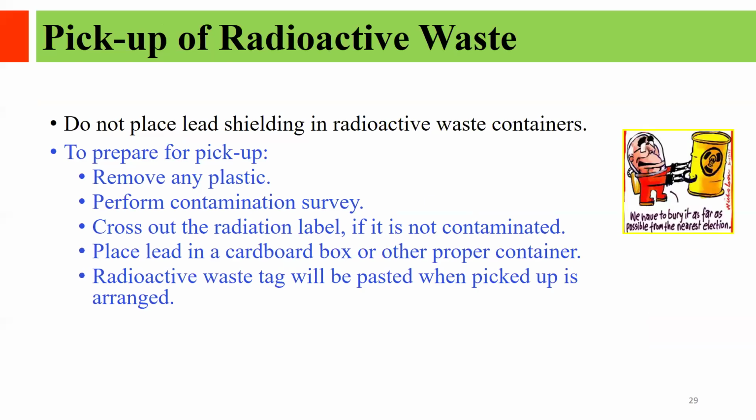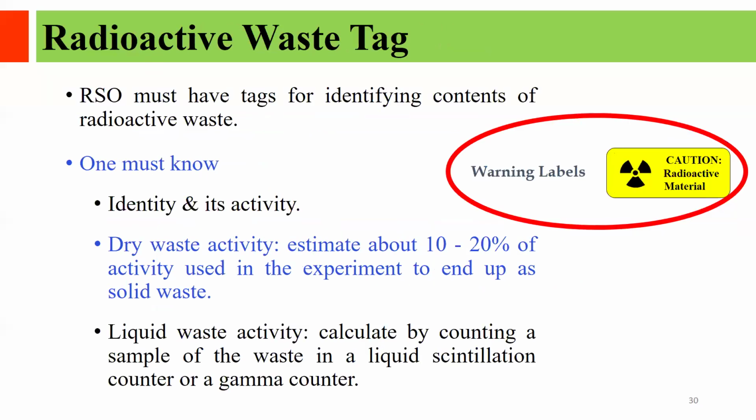Whenever the pickup of radioactive waste is decided, do not place lead shielding in the radioactive waste container. To prepare for pickup, remove any plastic, perform a contamination survey, cross out the radiation label if it is not contaminated, and place the lead in a cardboard box or other proper container. The radioactive waste tag will be pasted when pickup is arranged, otherwise not.